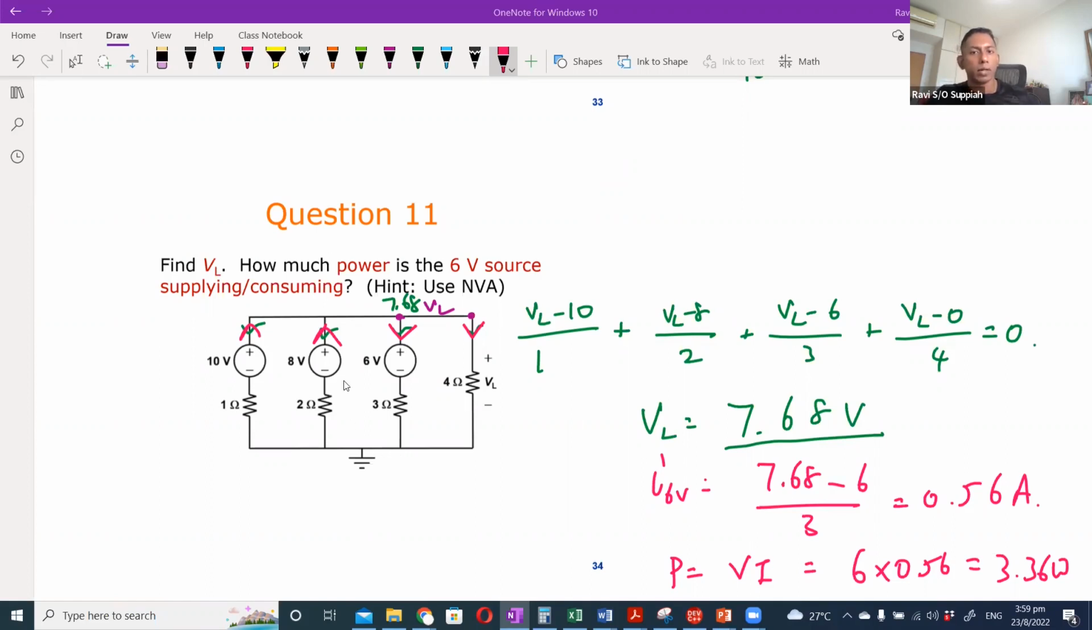Current is flowing out because the voltage of the batteries is higher compared to the node voltage.